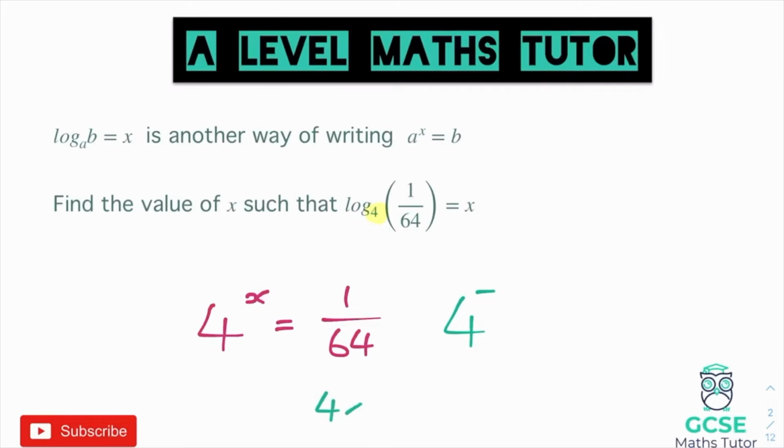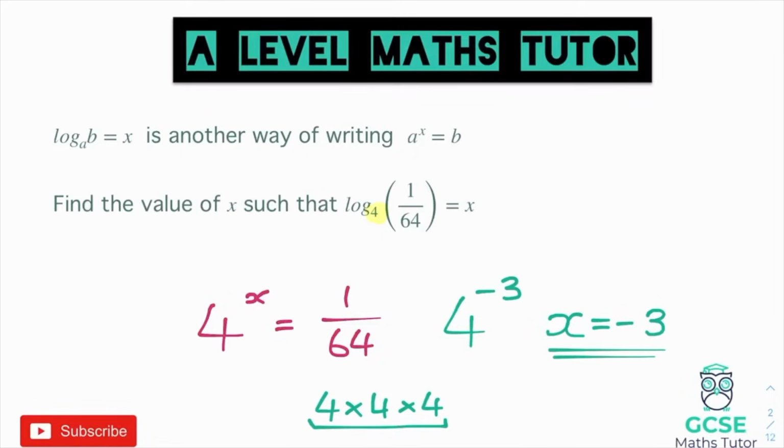Let's have a look. 4 times 4 is 16. And if we times that by 4 again, isn't the nicest one to do in your head, but 16 times 2 is 32. Double that again, we'll times it by 4, and that gets us to 64. So it's 4 times 4 times 4, or in other words, 4 cubed. So it's going to be 4 to the power of minus 3. So there we go. We know 4 to the power of minus 3 gives us 1 over 64. So we could say log base 4 of 1 over 64 is equal to negative 3, the power there. Or in other words, x equals negative 3. And there we go, there's our final answer.